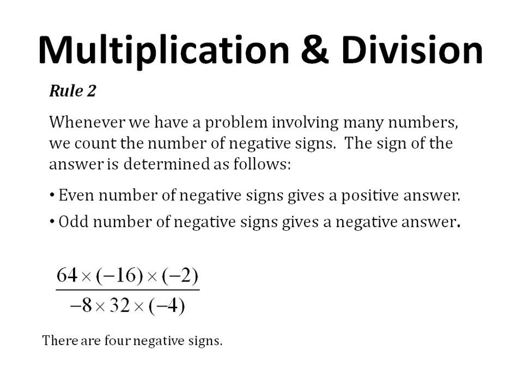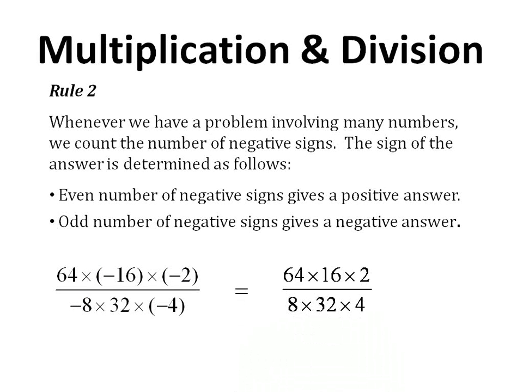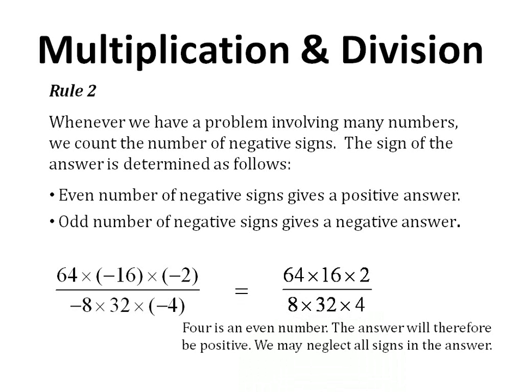Now, let us take a look at the problem that we have there. 64 to be multiplied by a negative 16. Then we have a negative 2. We have a negative 8 and a negative 4. So, how many negative signs do we have? We have 4 negative signs. 4 is an even number. Therefore, the answer will be positive.